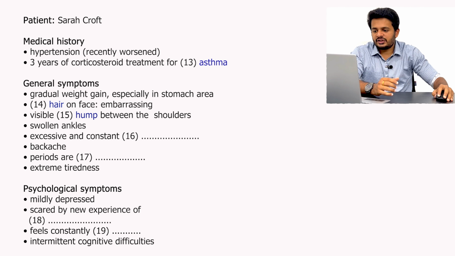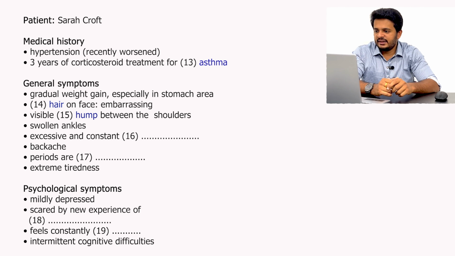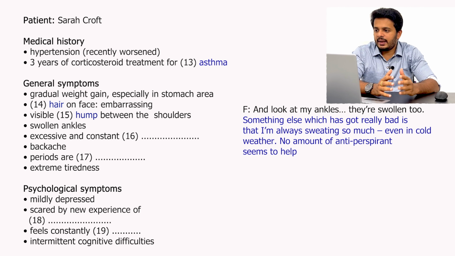Excessive and constant dash. So that part, the patient says that something else which has got really bad is that I am always sweating so much, even in cold weather. No amount of antiperspirant seems to work. The word excessive is replaced by so much, and the constant is replaced by even in cold weather. When the patient says even in cold weather she sweats, that means constantly the patient is experiencing that symptom.